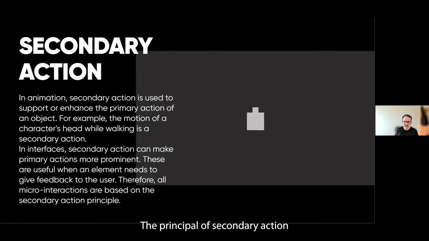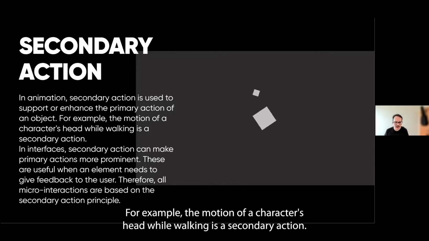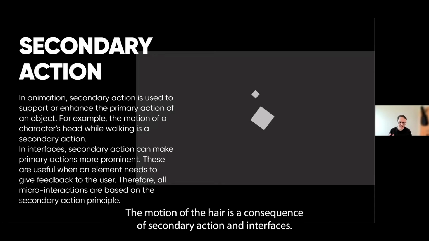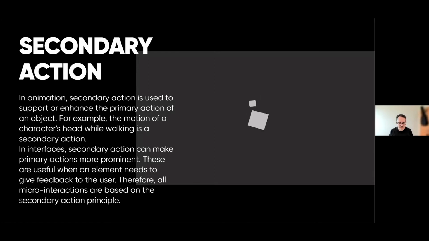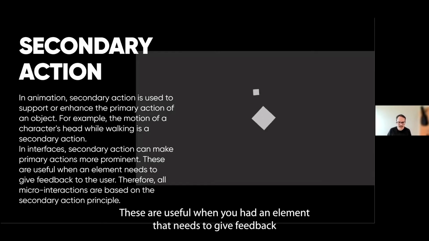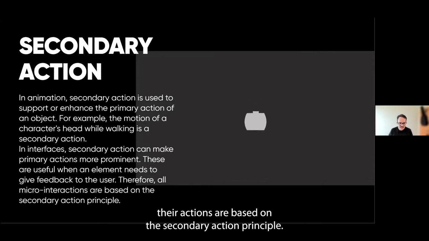The principle of secondary action. In animation, secondary action is used to support or enhance the primary action of an object. For example, the motion of a character's head while walking is a secondary action. Walking is the first one. The motion of the head is a consequence, a secondary action. In interfaces, secondary actions can make primary actions more prominent. These are useful when you have an element that needs to give feedback to the user, for example. Therefore, all the micro interactions are based on the secondary action principle.